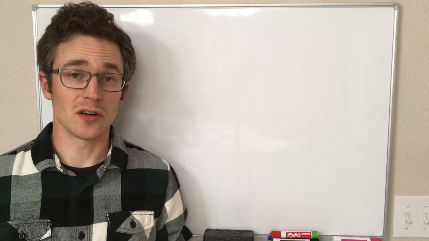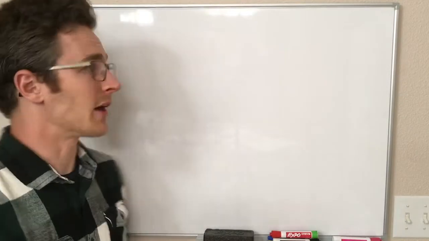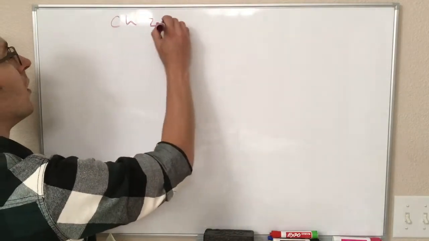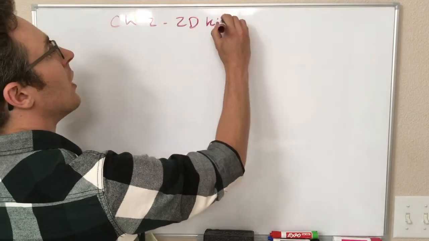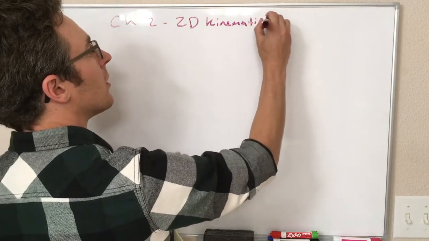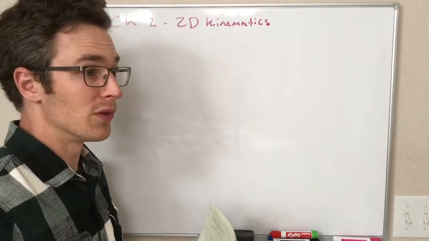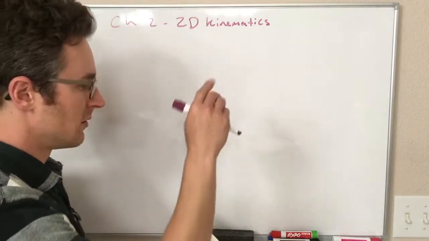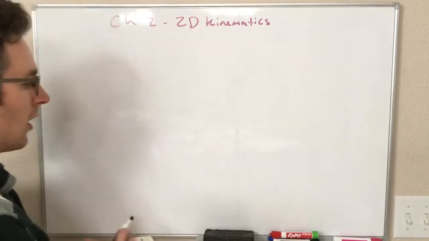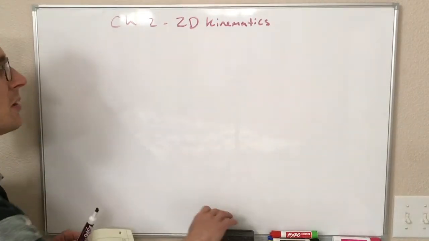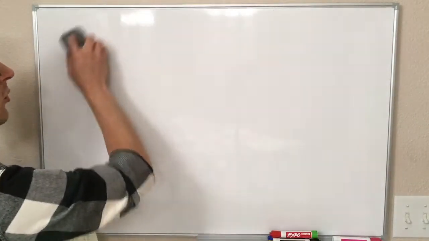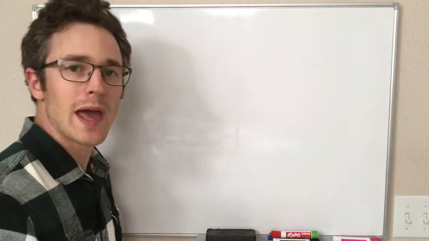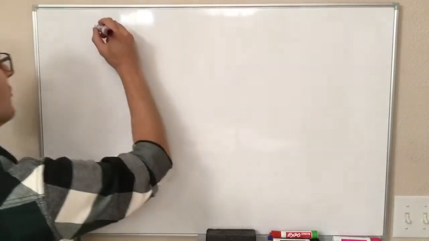In this video, I'd like to start chapter 2, which is 2D kinematics, which is looking at motion in more than one direction. So not just motion like this, but motion that can also be in this direction at the same time. But to start with, we're actually going to keep things to one dimension. We're just going to look at what happens if that dimension is vertical.